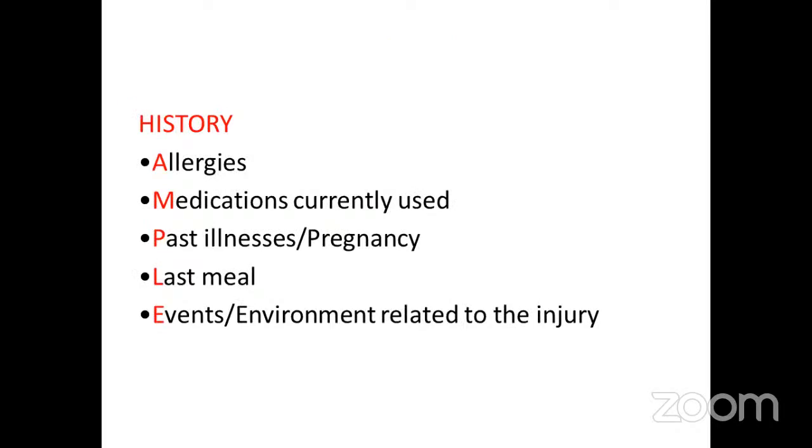And in the history, we have a mnemonic, AMPLE, which is: you should know what drugs or medication the patient is allergic to, the medications currently used, whether he is on any anticoagulants or antiplatelets, the past illness or the pregnancy status, when he had his last meal, and the events or environment related to the injury. With this, we'll know the severity of an injury, whether it is a mild injury or a severe traumatic injury.